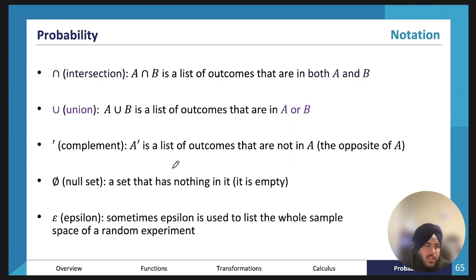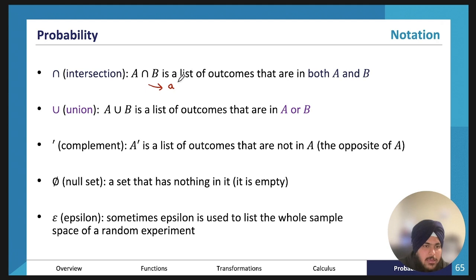Here are some notation elements. We have this upside down U symbol, which is called an intersection. It's read as A and B, or A intersection B. I usually just say A and B because this is essentially what it means. We'll have a look at that in a coming slide.